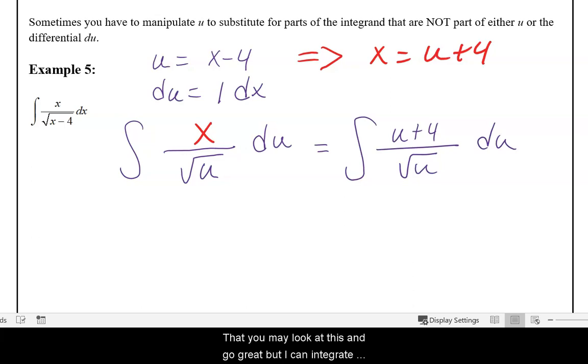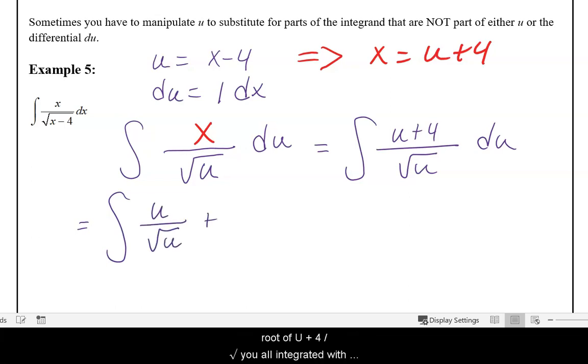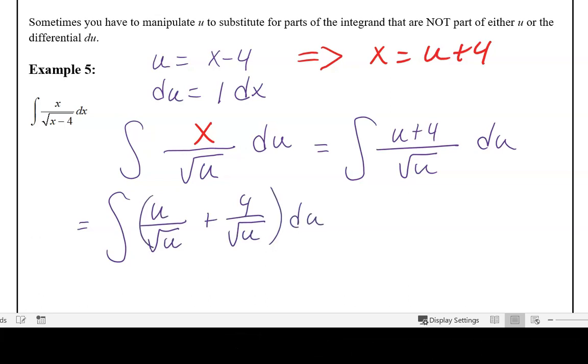Now you may look at this and go, great, but I can't integrate that either. Yes, you can. Remember, when you have a monomial denominator, you can divide each term in the numerator by the monomial single term denominator. In other words, I can rewrite this as u over the square root of u plus 4 over the square root of u, all integrated with respect to u.